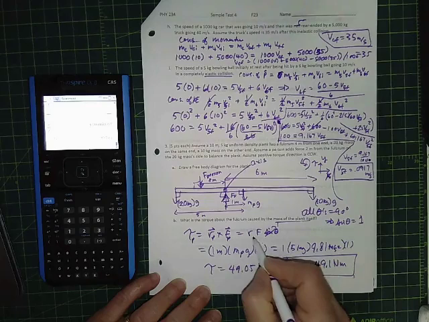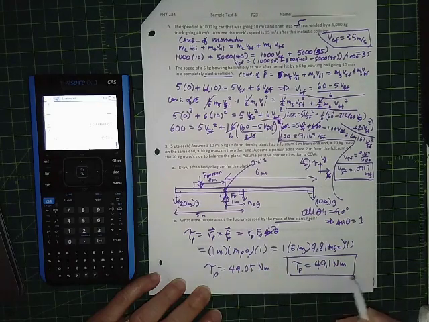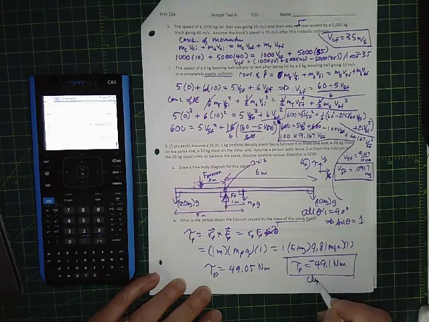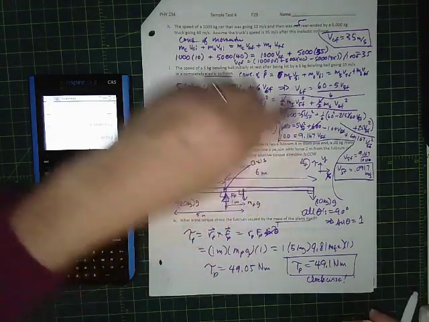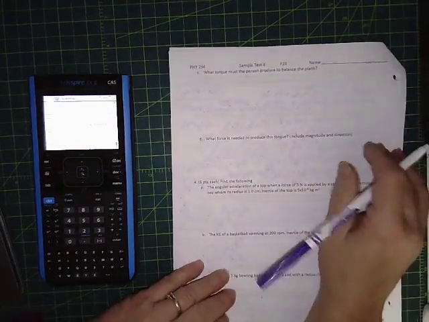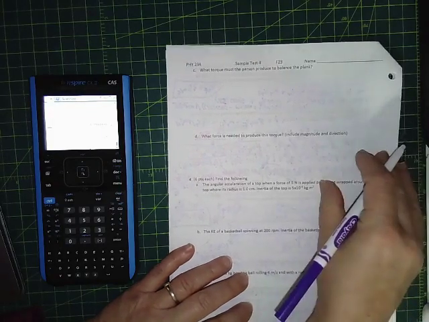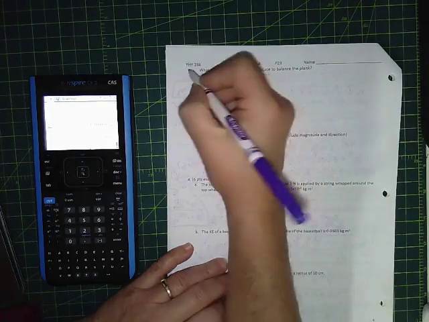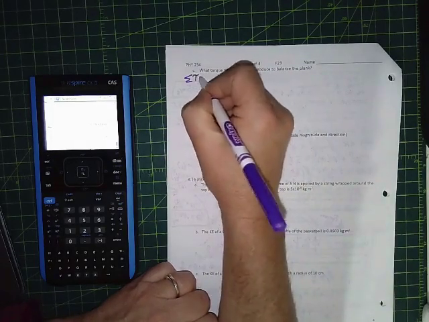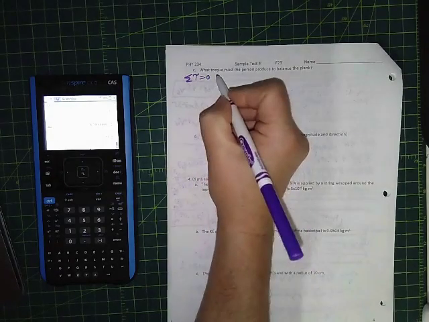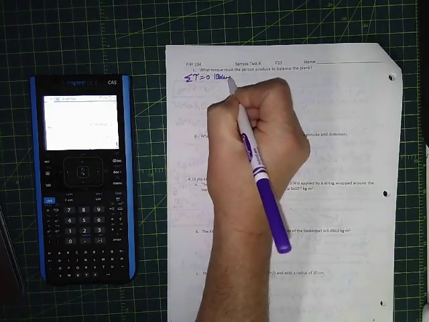But is it positive or negative? So the torque of the plank is going clockwise, so it's really a negative because it's going clockwise. Alright, as we said, positive was counterclockwise. What torque must the person produce to balance the plank? Alright, so we've kind of jumped all the way to finding the answer here. So we need some sort of equation to get this. We're going to say that the sum of the torques is equal to 0 because it's balancing, no motion.